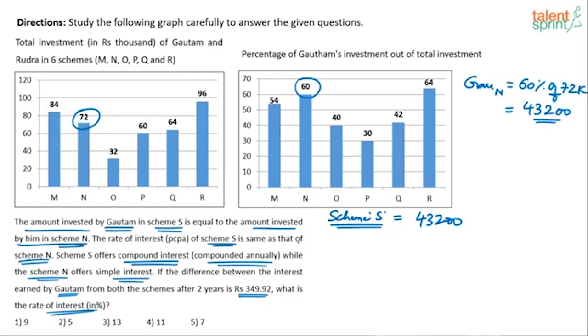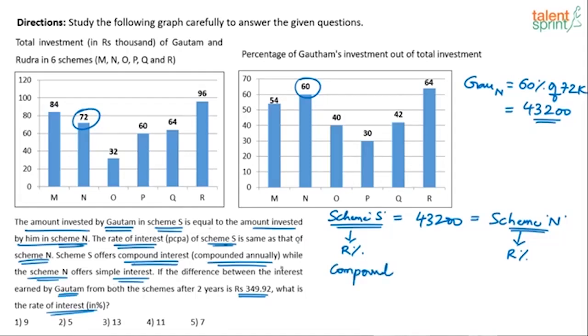Scheme S 43,200, which is equal to scheme N. We are talking only about Gautam here, by the way, right? It's all about Gautam. So he has invested 43,200 in both the schemes. Scheme S has got a rate of interest R percent per annum. Scheme N has also got R percent per annum, right? That's the statement. Rate of interest of scheme S is same as that of scheme N. Scheme S offers compound interest.